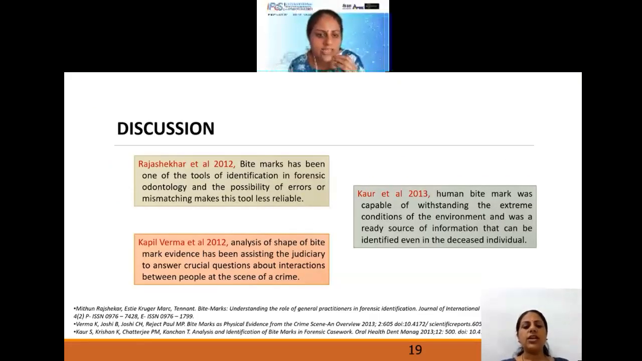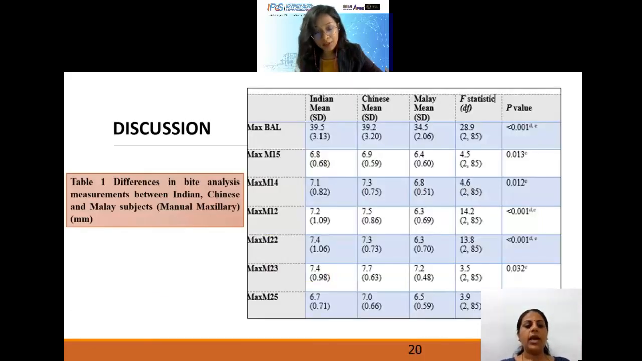So to move on to the discussion, there has been a study by Rajshekar et al. in 2012 where bite marks have been one of the tools of identification in forensic odontology. However, because of the large number of errors, this manual method is less reliable. While Kapil Verma has seen that the analysis of the shape of bite marks has been very useful in the court of law. Then Kaur et al. in 2013 stated that a human bite mark is capable of withstanding extremes of temperature and environmental conditions, and hence this information is very reliable from the deceased individual.